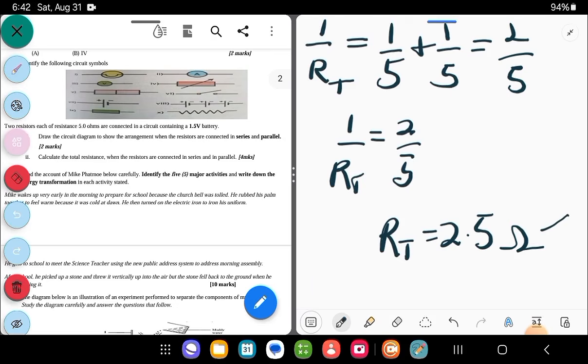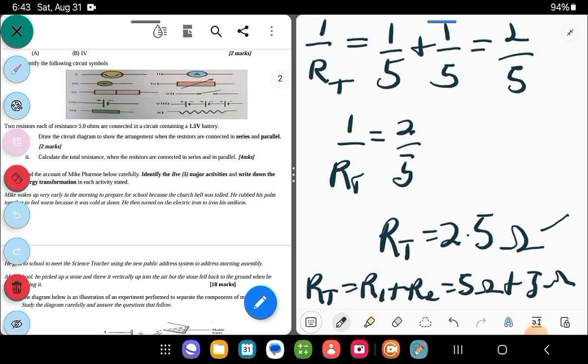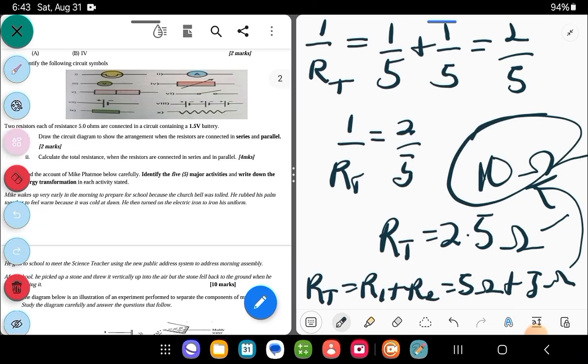So when it's connected in series, RT equals R1 plus R2. So 5 ohms plus 5 ohms will be giving you 10 ohms. So for the series connection, the answer is 10 ohms. For the parallel, it's 2.5 ohms.